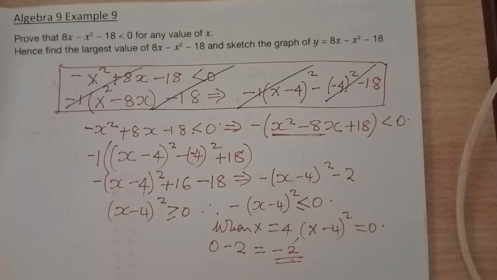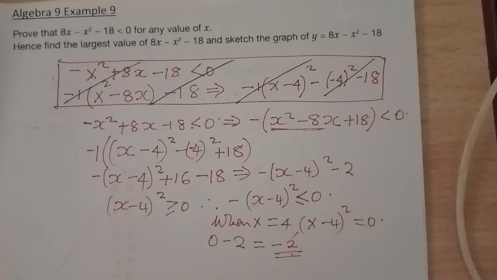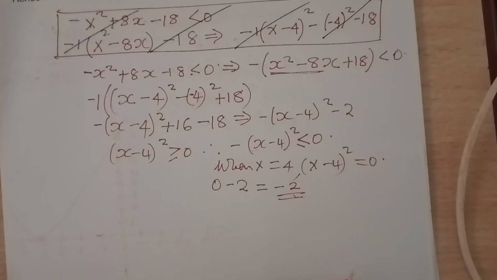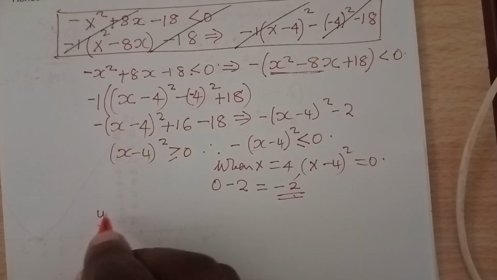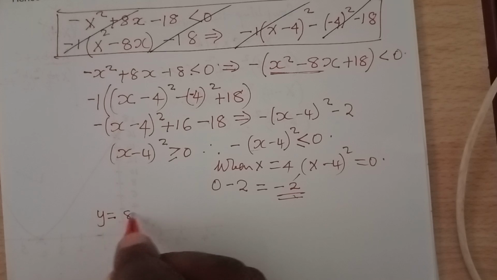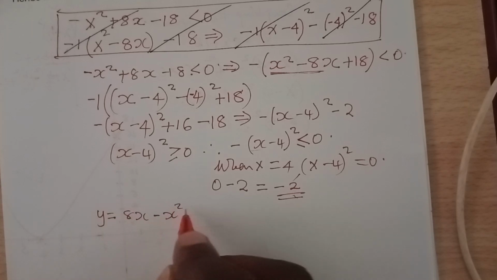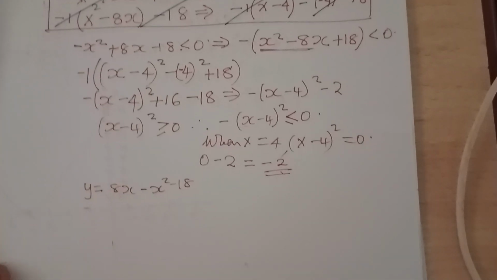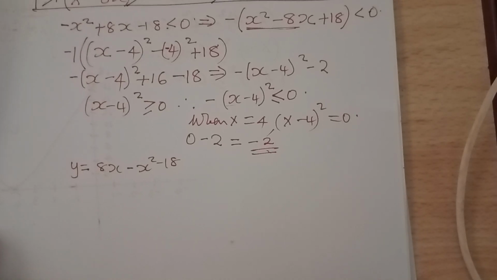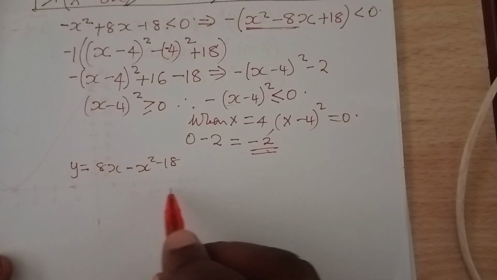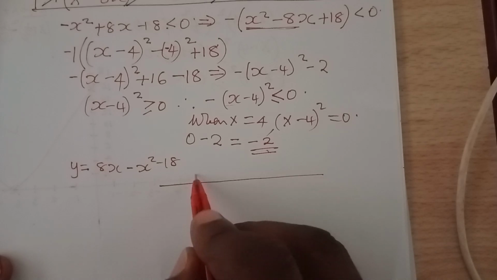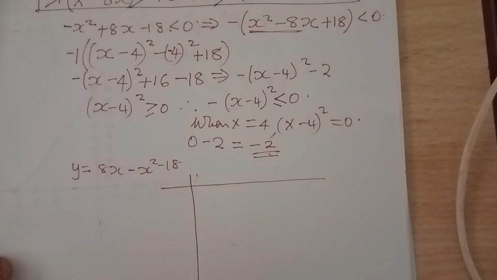So we have found the largest value, it is actually negative 2. How about sketching the graph? We can sketch the graph of y equals 8x minus x squared minus 18. Now that we know the highest value is minus 2, and that occurs when x itself is equal to 4, we can have our x-axis there and our y-axis there.